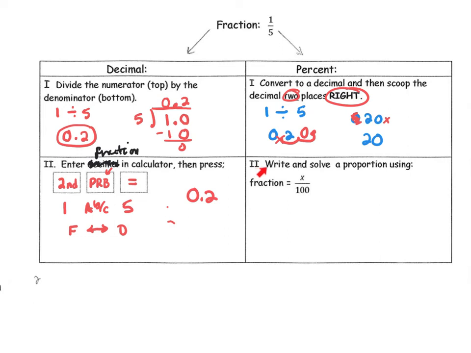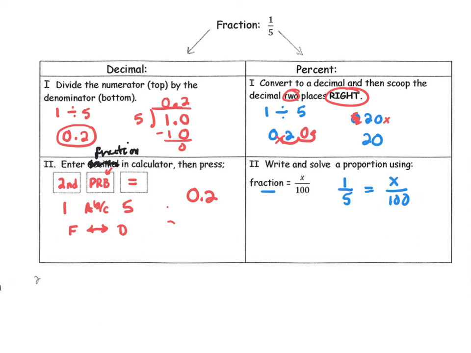Finally, the last way we can do the same thing is to write and solve a proportion, and it would look like this. The fraction that they give us equals x over 100. So let's try that. We're going to start with 1/5, that's the fraction we're using in this case, equals x over 100. And we're doing that because a percent is a number out of 100. We just don't know what that number is.